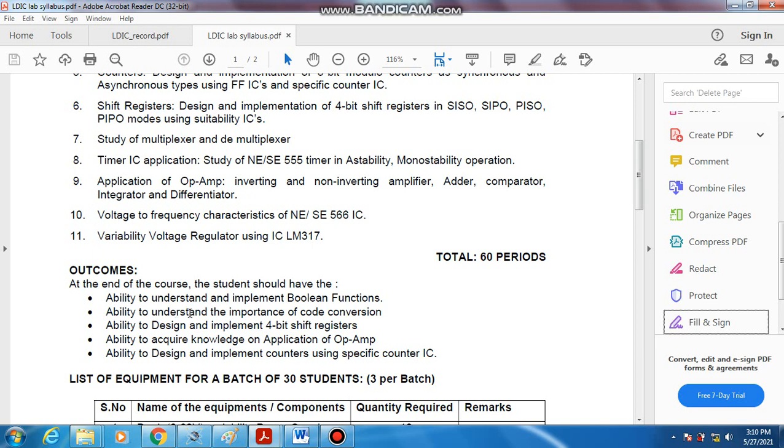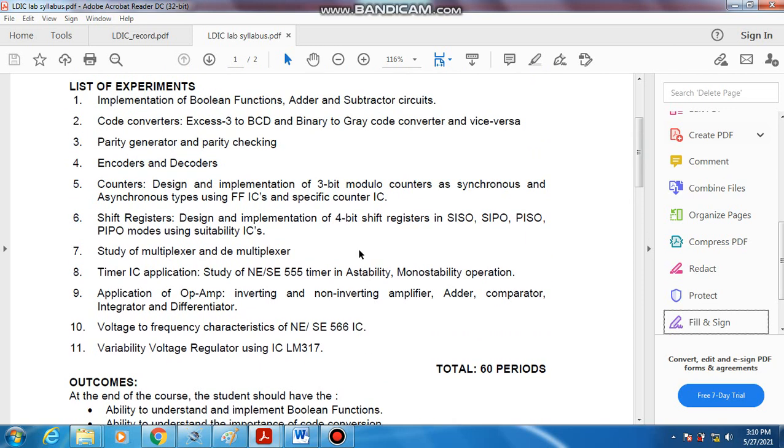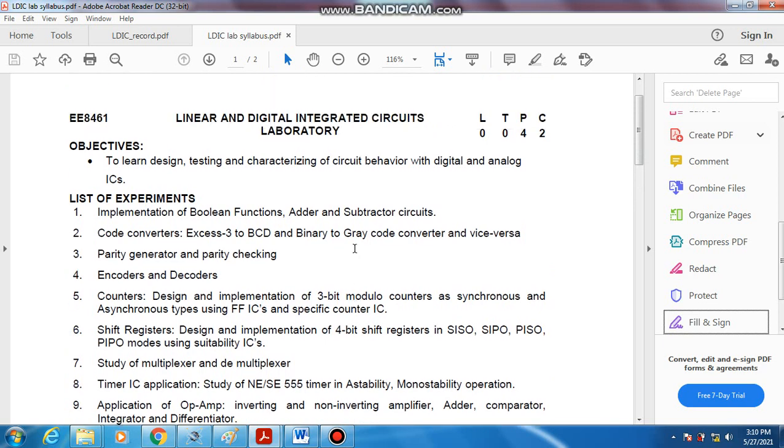The outcome of this lab is that you'll be able to understand and implement Boolean functions. You'll be able to understand the importance of code conversion, how code conversion is done, and what circuits we implement for code conversion, and we will be able to design and implement shift registers. You'll get knowledge about the application of operational amplifiers, and also about the implementation of special ICs. So these are the outcomes we expect from this LDIC lab.